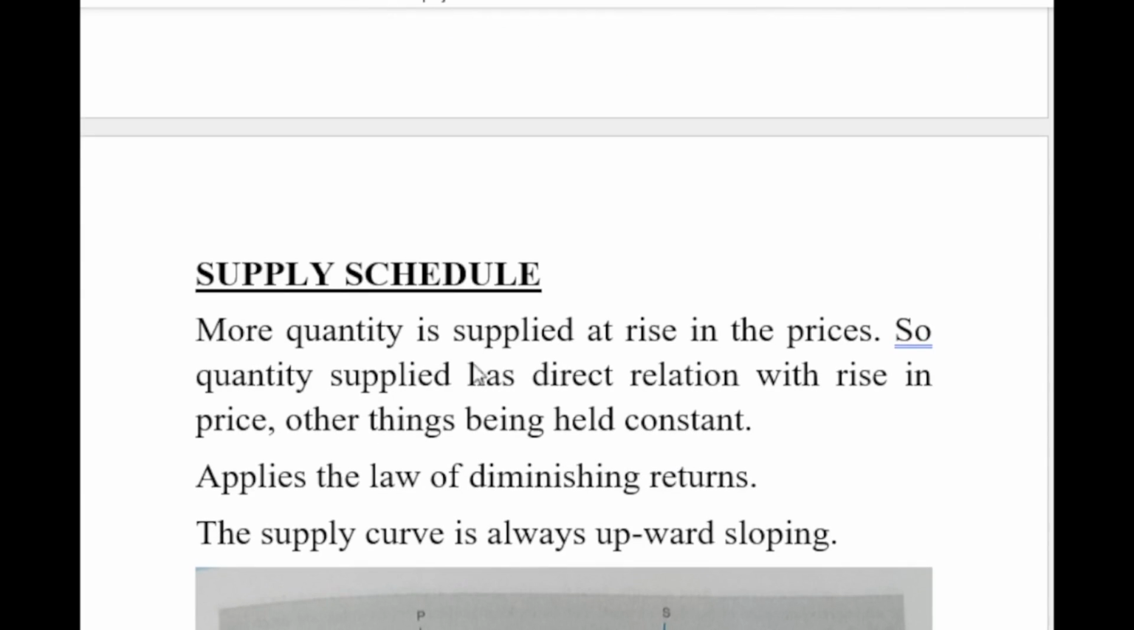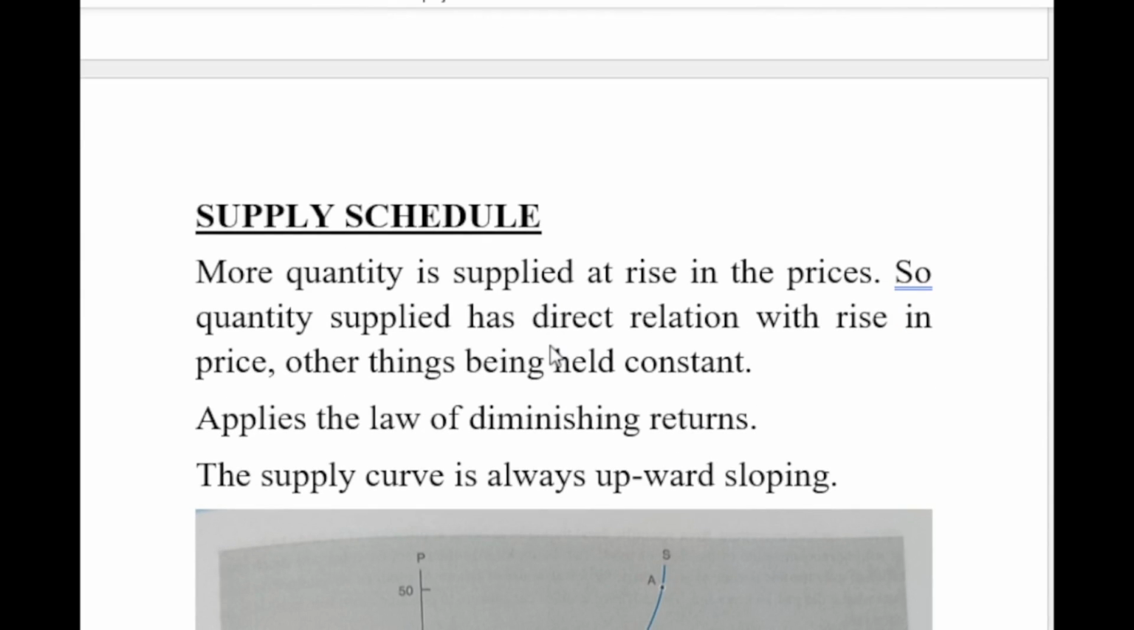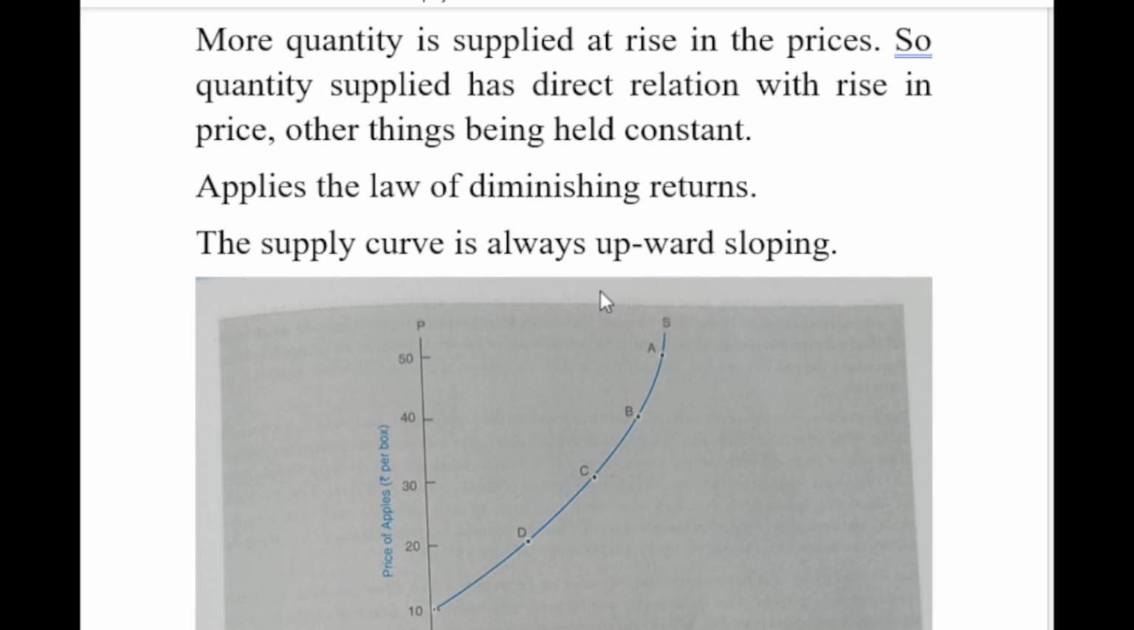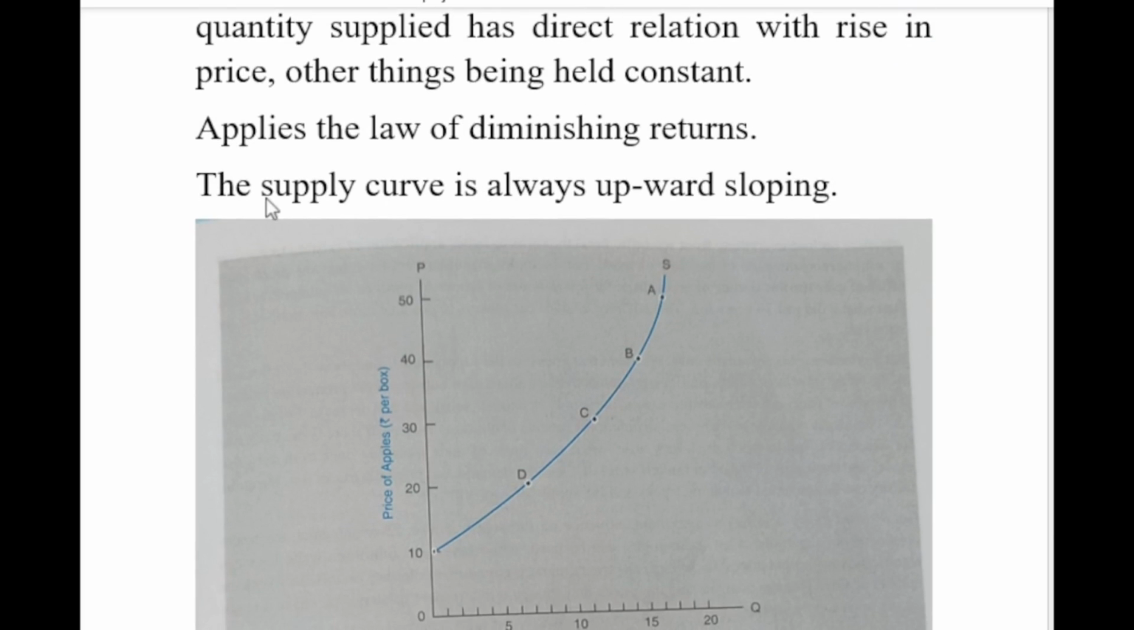Now we talk about the supply curve. The rule of the supply is that when the price of a particular good rises, the suppliers tend to supply more. It means more quantity is supplied as the prices rise. So quantity supplied has a direct relation with the rise in prices, other things being held constant. And this also applies to the law of diminishing returns, which we will talk about later.